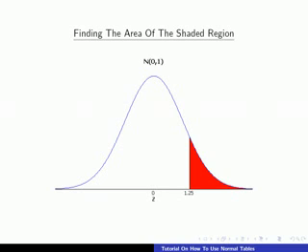One thing you might be asked to do is to find the area of a shaded region of the curve, and there are a few different ways that this might be asked. We could be given a diagram like this, where we're asked to find the area of the shaded red area to the right of our z value, which is 1.25. To do this, we'd have to go to the standard normal tables.